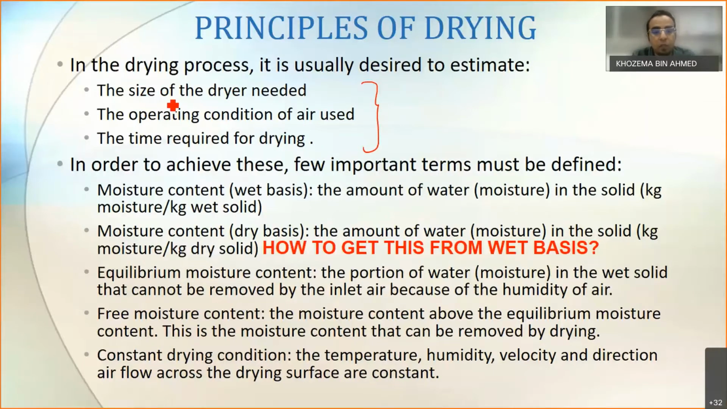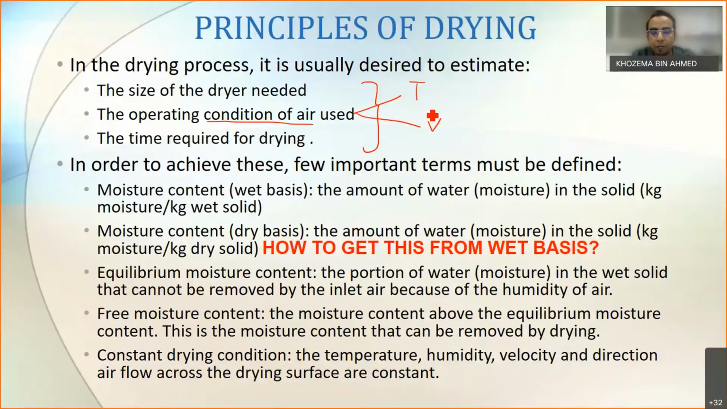The second one is the operating condition of air. So remember, some materials, some products that you have might be sensitive to high temperature. So based on the characteristic of the material that you want to dry, you will have to choose the appropriate condition of air here. Meaning, when we say condition of air, it can be in terms of the temperature, right? Do you want to use air at 100 degrees Celsius or maybe only at 50 degrees Celsius? You can also consider the velocity of the air. How fast is the air coming in contact with your material?